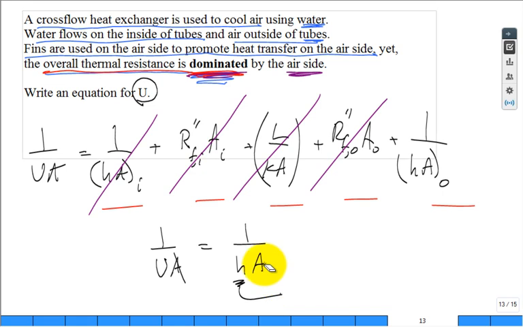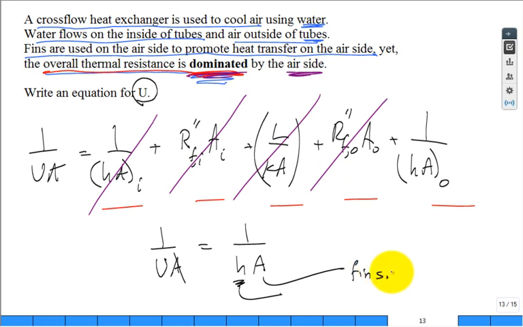What you try to do is you try to boost the area by doing what? Adding fins. Fins, fins, fins. They don't change the h. They just give more area for the h to take effect. So you often see radiators and other things where it's finned on the air side. Okay, that's a major theme. Please don't leave this class without that idea.